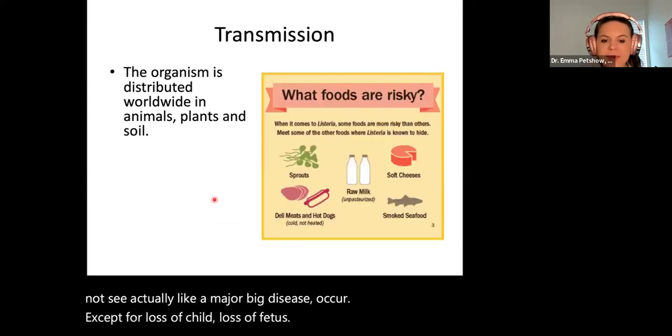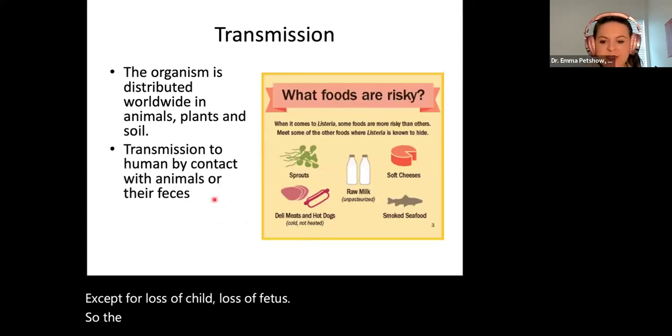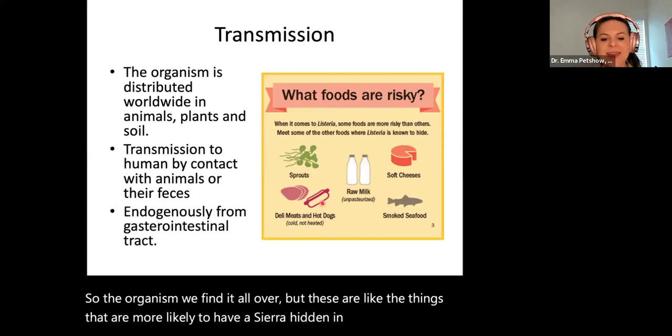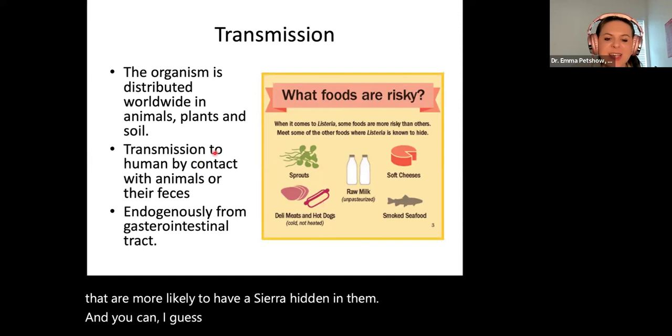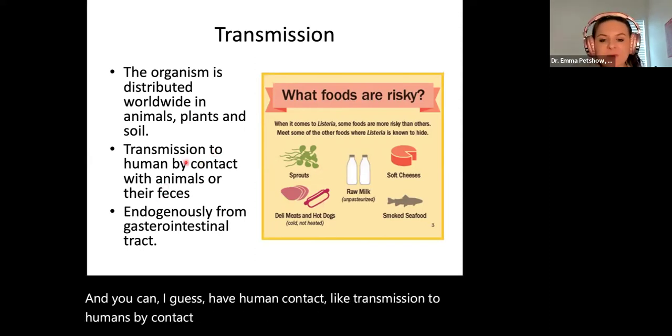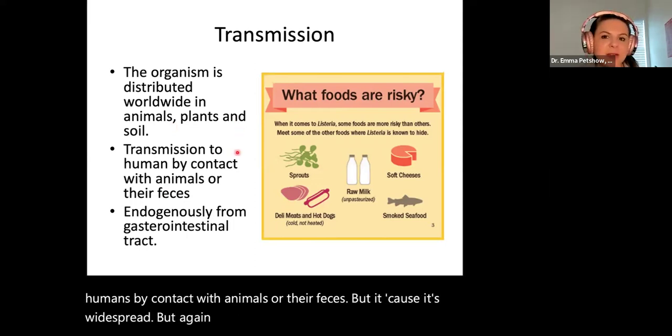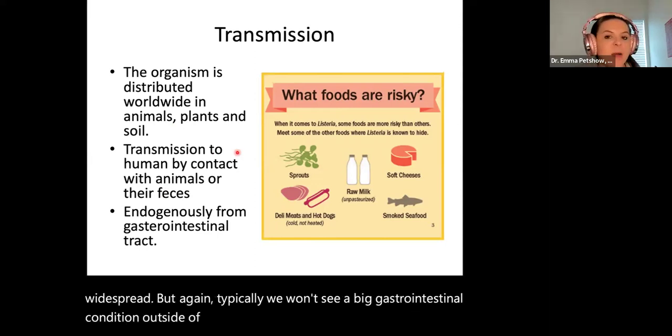So the organism, we find it all over, but these are the things that are more likely to have Listeria hidden in them. And you can, I guess, have transmission to humans by contact with animals or their feces, because it is widespread. But again, typically we won't see a big gastrointestinal condition outside of neonates, pregnancy, or immunocompromised.